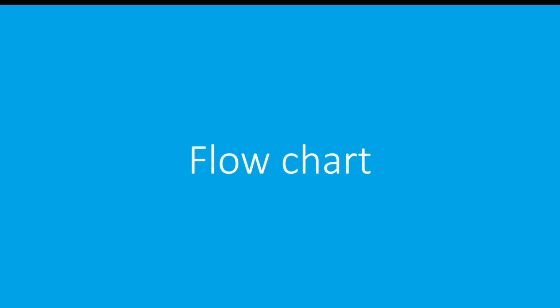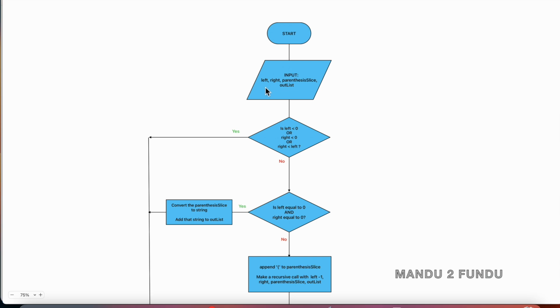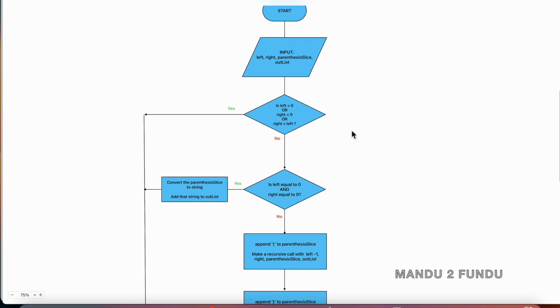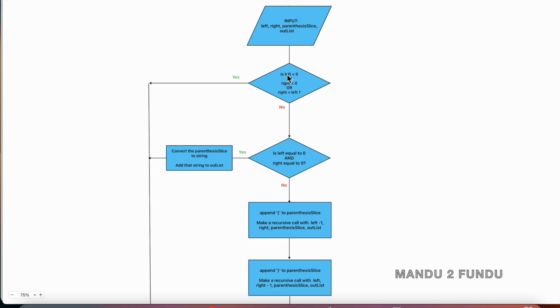Let's look at the flowchart. Input for this procedure is the left count and the right count and the parenthesis slice and the address of the output list. Okay. First we check the backtracking condition. If the left count is less than 0, or the right count is less than 0, or the right count is less than the left count. If any one of these conditions is true, that means the combination is not well formed, so we return.